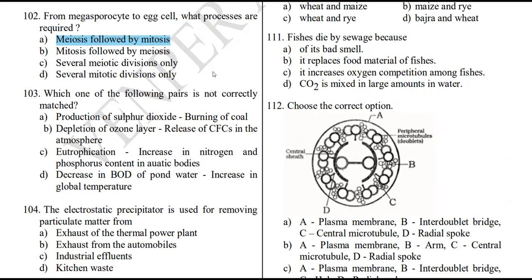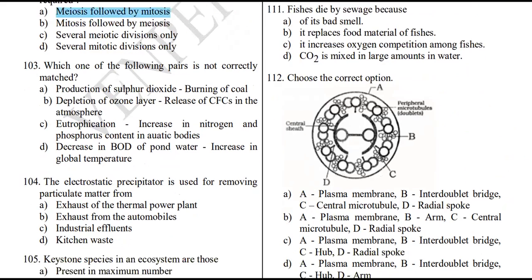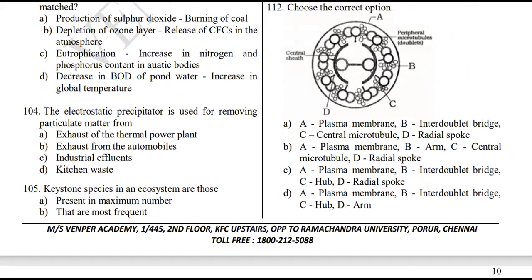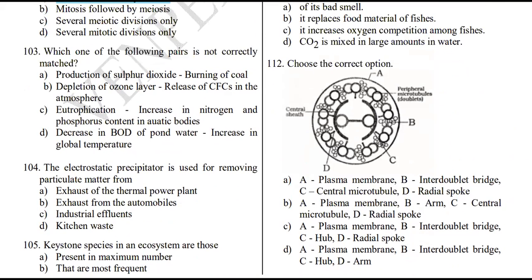Okay, let's see the next option. Question: which of the following pairs is not correctly matched? Okay, let's see this. The production of sulfur dioxide. Yes, sulfur dioxide is the one which is mainly useful in the burning of coals. Suppose you're talking about ozone depletion, the main problem in ozone depletion is due to the release of chlorofluorocarbons, the ozone layer is getting depleted.